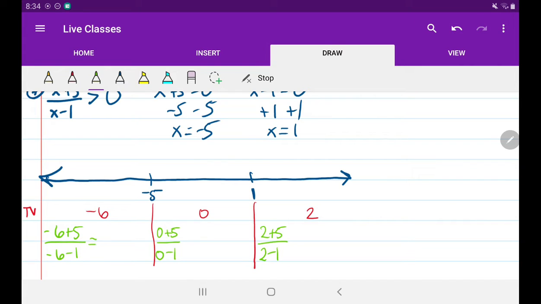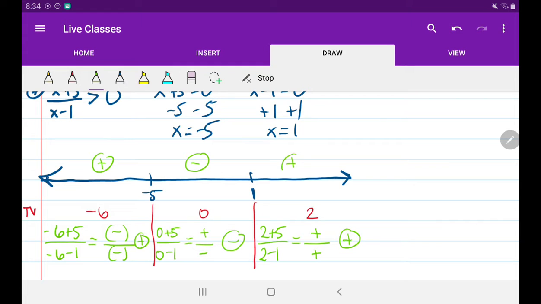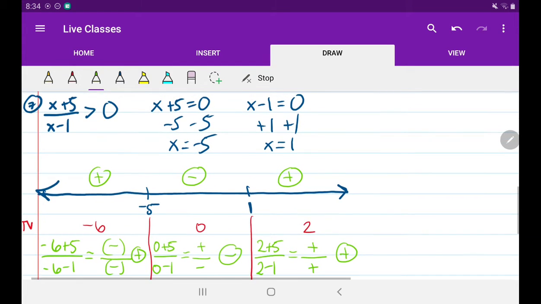So at this point, what we want to do is figure out where it's going to be positive and negative. So negative 6 plus 5 is a negative, negative 6 minus 1 is a negative, and a negative over a negative is a positive. So we're positive on the left side. 0 plus 5 is a positive, 0 minus 1 is a negative, so positive over negative is a negative, and we're negative in the middle. 2 plus 5 is a positive, and then 2 minus 1 is a positive, so we're positive on the right side, okay?